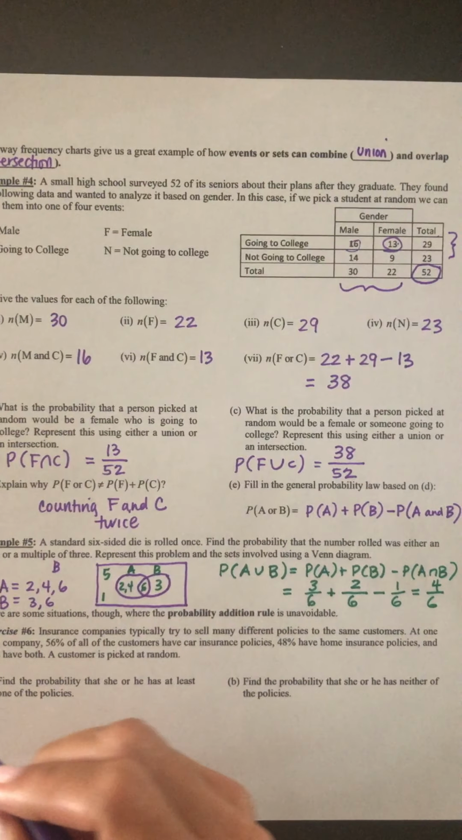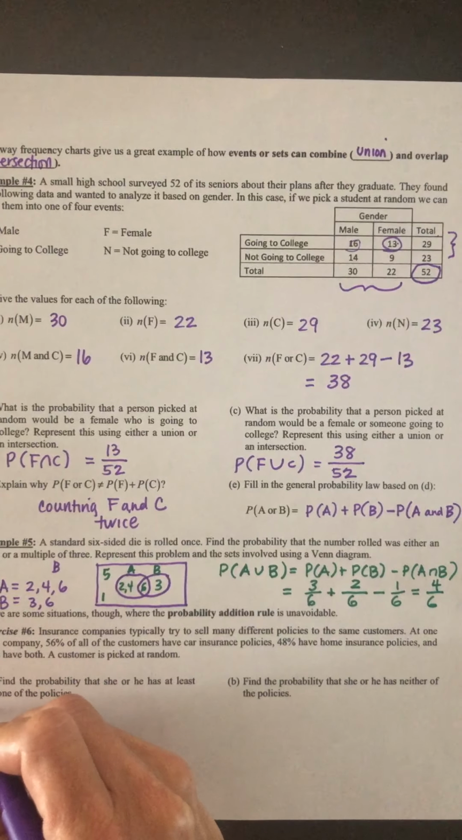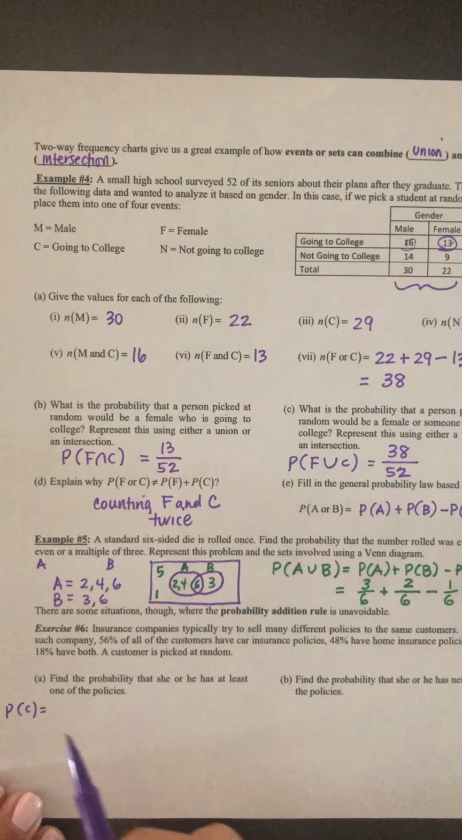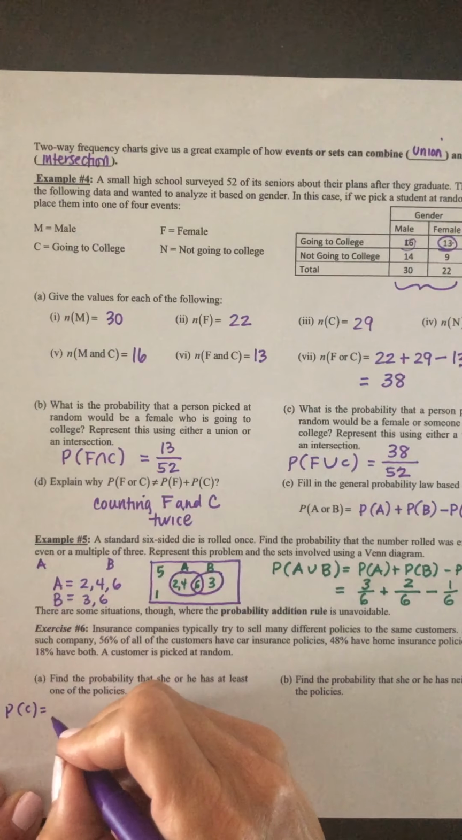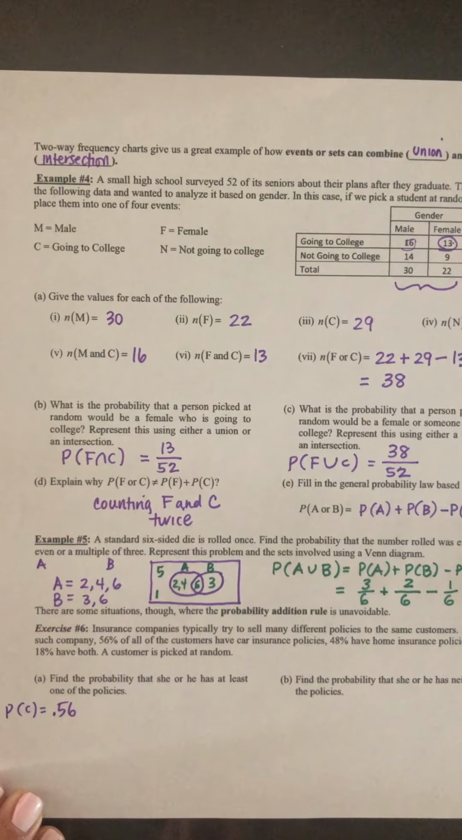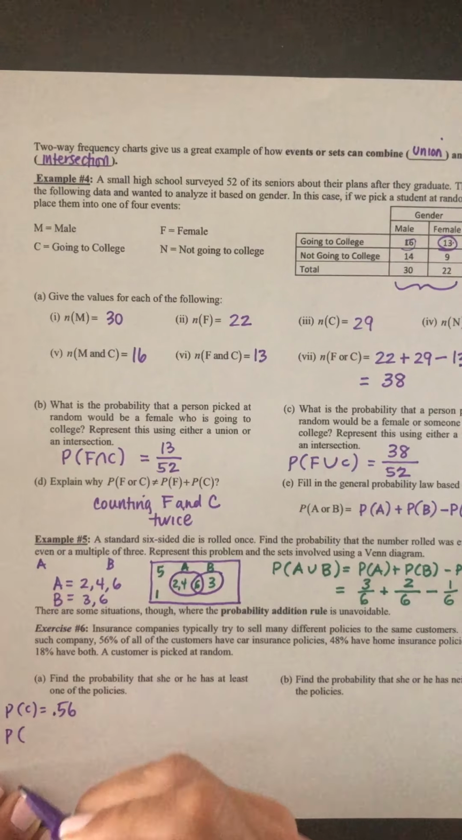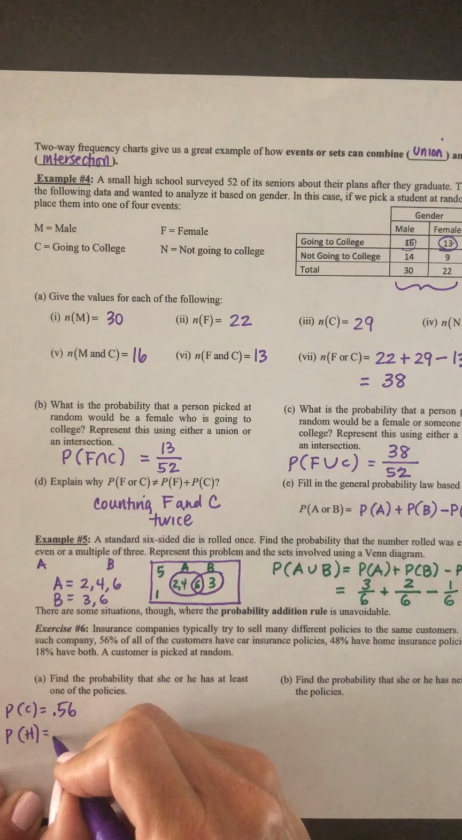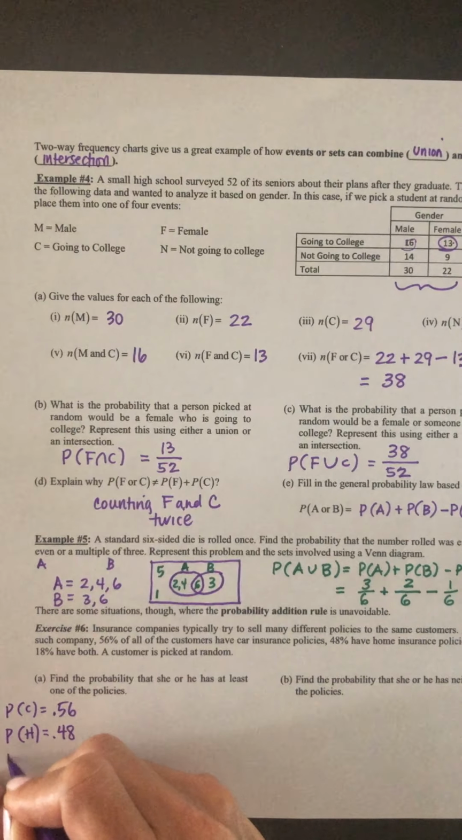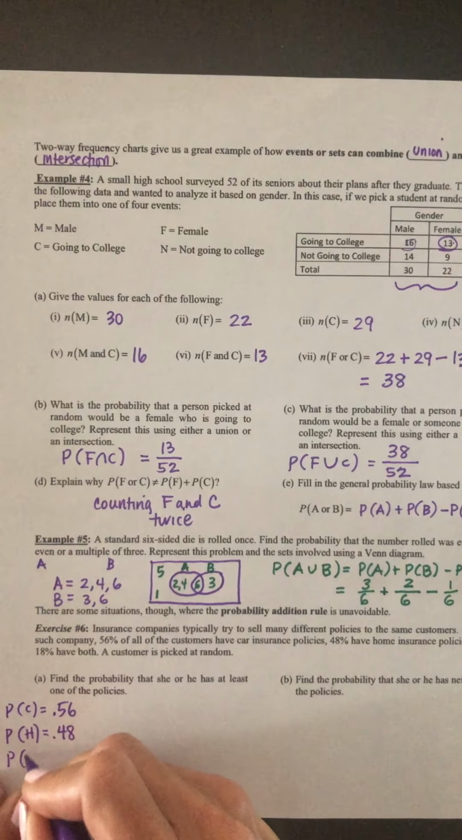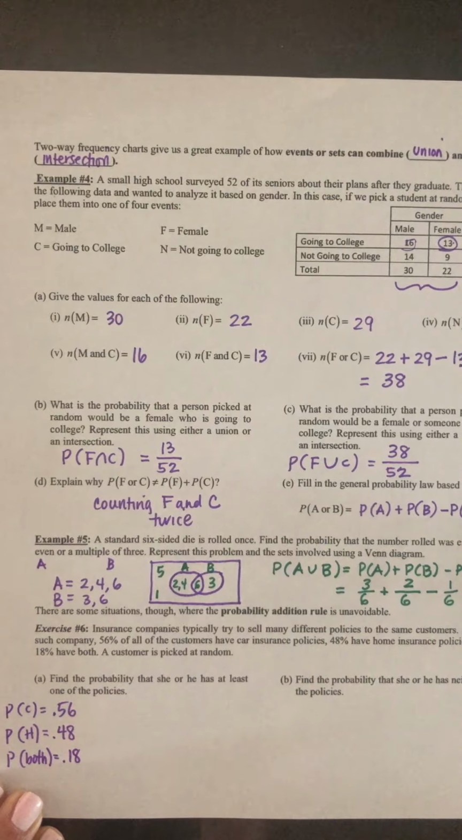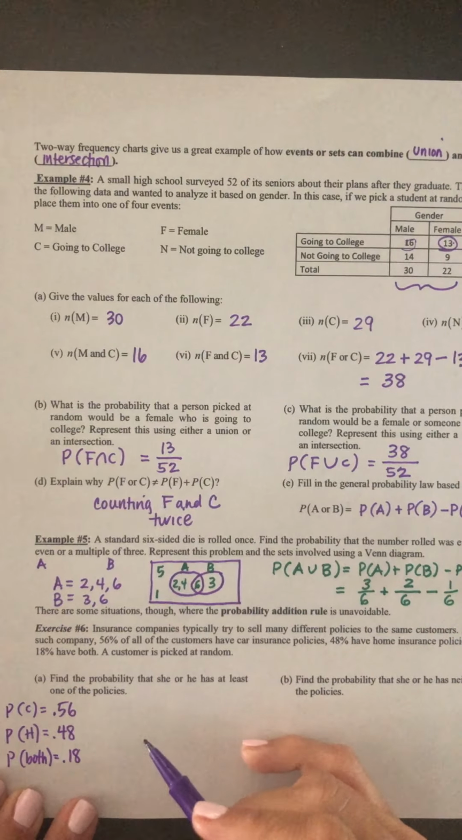So I'm going to let the probability of C be car insurance. The probability you have car insurance is 56%. I'm going to change that to a decimal, 0.56. The probability you have homeowners insurance is 48%, so 0.48. The probability of both is 18%, 0.18. All right, so we got to figure out somebody that has at least one of these policies.